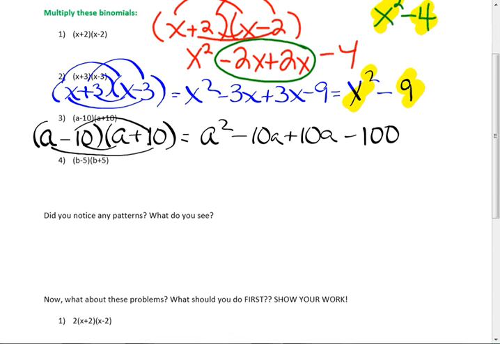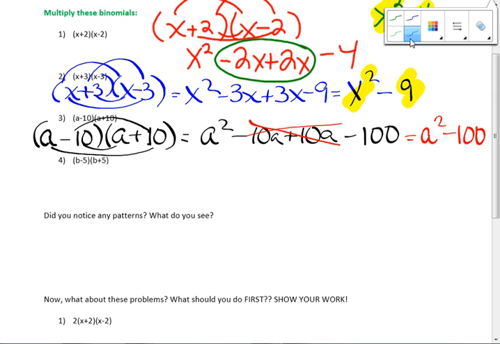And what happens to the minus 10a and the plus 10a? They cancel. Now, if I didn't have a minus 10 and a plus 10, this wouldn't work. It's working because of that pattern there. These go away, so I get a squared minus 100. So read the problem carefully, because unless it's exactly the way it has to be, x plus the number, x minus the same number, it's not going to work.